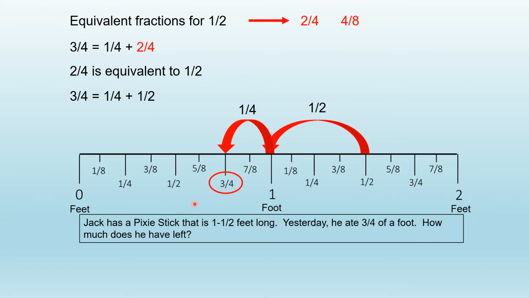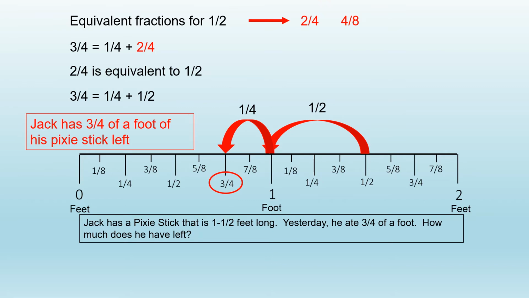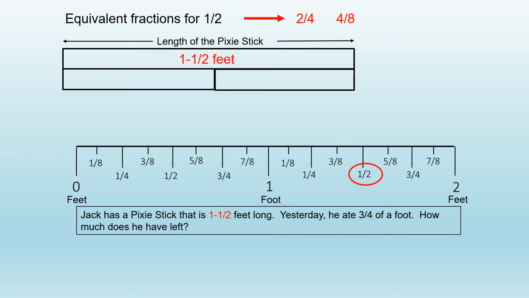This tells us that Jack has 3/4 of a foot left of his pixie stick. So I'm going to write Jack has 3/4 of a foot of his pixie stick left. We're going to solve the same problem again. This time we're going to use a bar model.